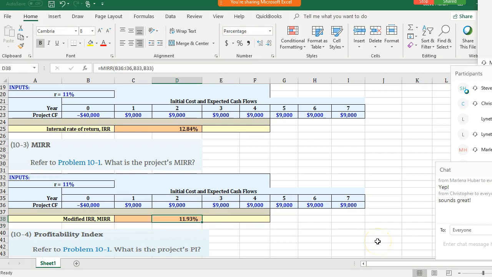Okay, so 11.93 is my answer. With this answer, I would still say yes to the project. The decision rule is my MIRR above my WACC of 11? And the answer is yes. As long as it's above 11, I would be inclined to say yes to the project. So at this point, I would still say yes.